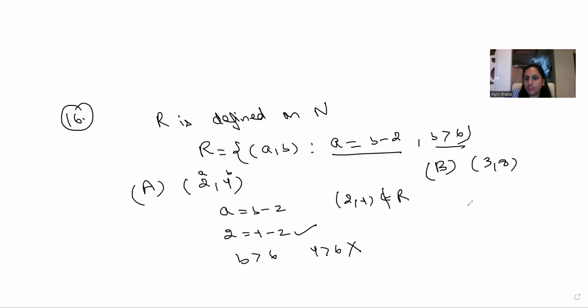3, 8. This is A, this is B. A is equal to B minus 2. 3 is equal to 8 minus 2. 3 is equal to 6. Not possible. So the first condition itself is not satisfied. So option B is also wrong.